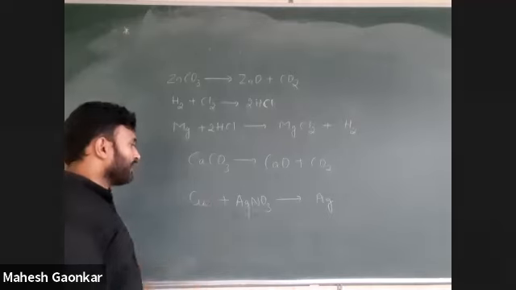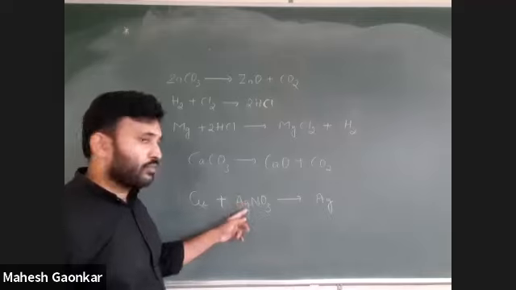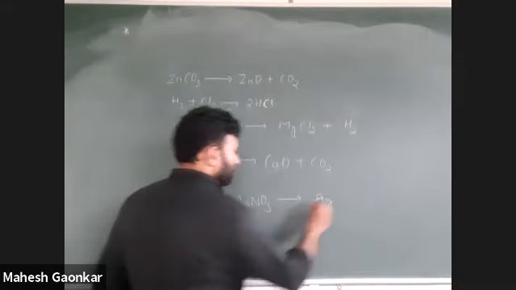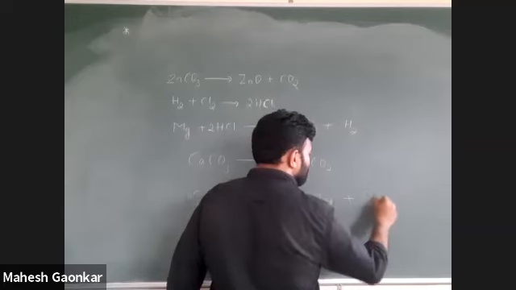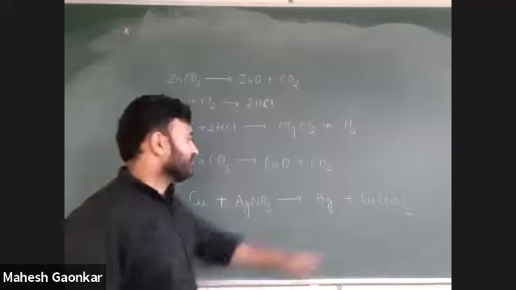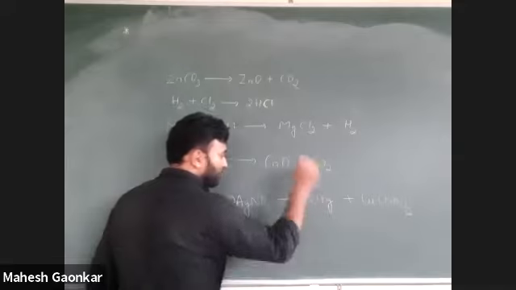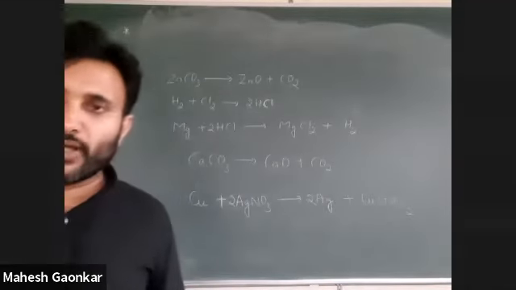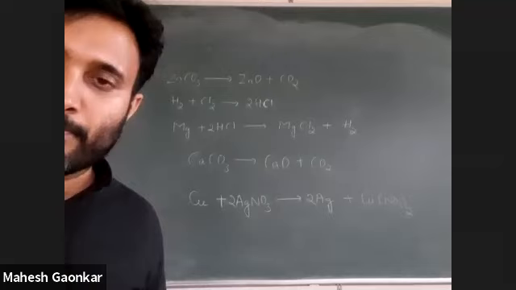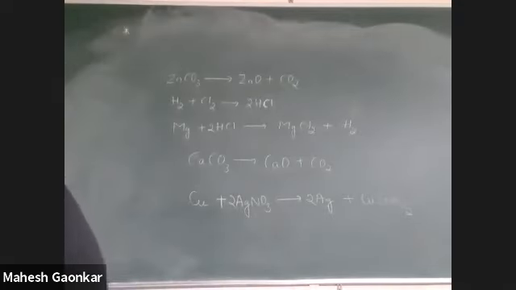So copper is more reactive than silver. Therefore, copper displaces silver from silver nitrate solution. So here Ag, then it forms Cu(NO3)2, copper nitrate. Since it is NO3 twice, there should be 2 AgNO3, then 2 Ag. This is the reaction. Got it?